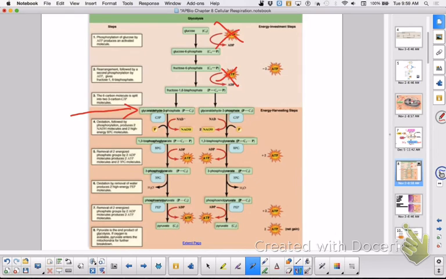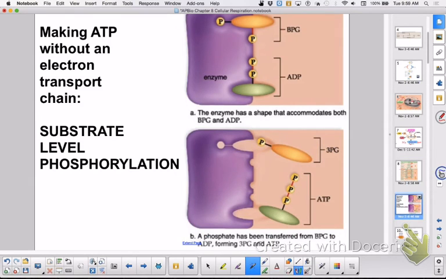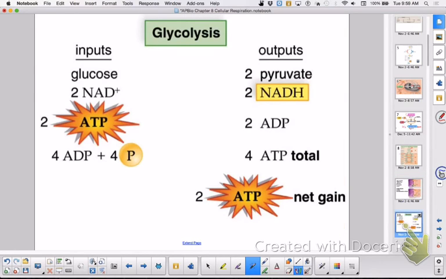Now, when you make this ATP, it's called substrate level phosphorylation, and it's basically a handoff in order to make your ATP. So it's just one phosphate handed to another one. Right? So when you're done, you're here. Here are your inputs, here are your outputs.